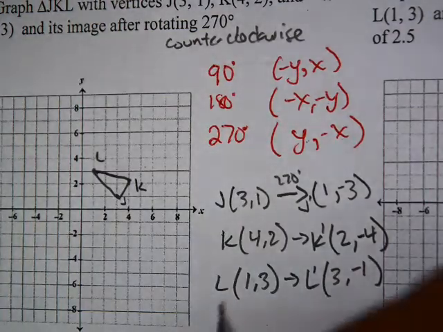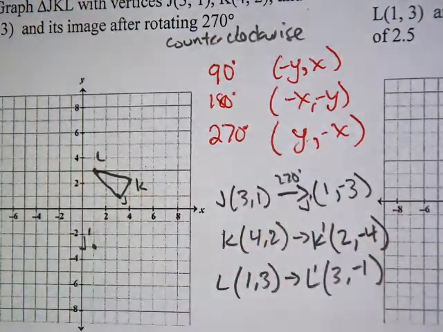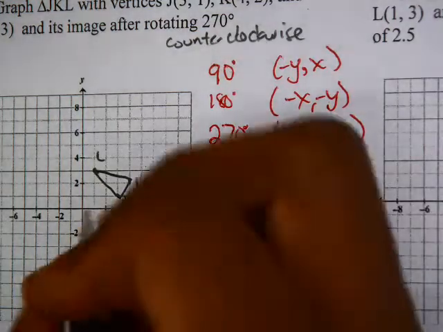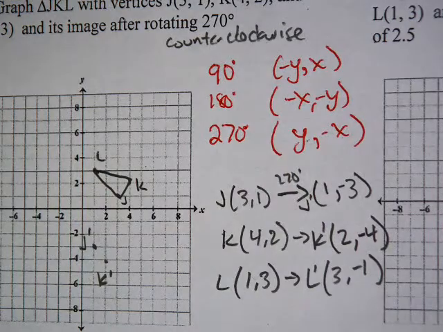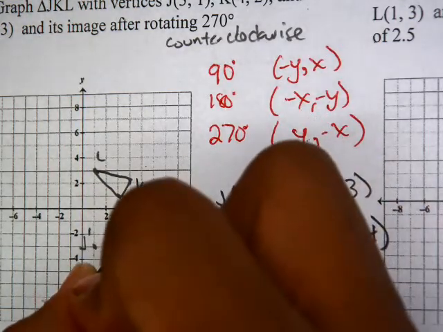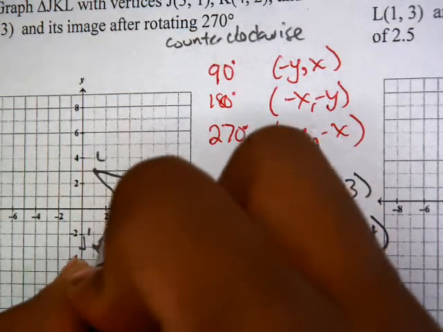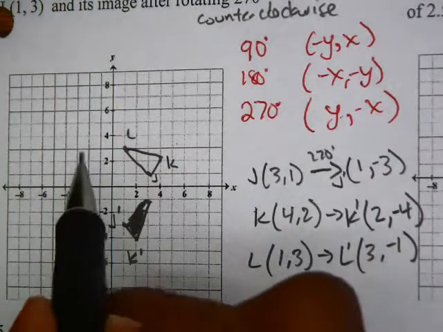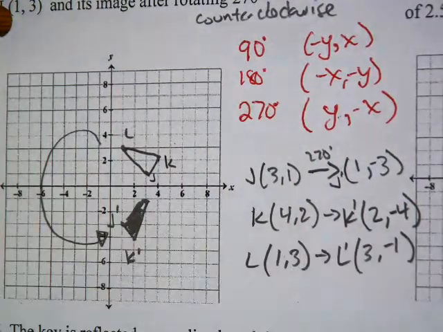So let's go ahead and graph those. (1, negative 3) is J prime, K prime is (2, negative 4), and L prime is (3, negative 1). So it's like this shape rotated counterclockwise 270 degrees.